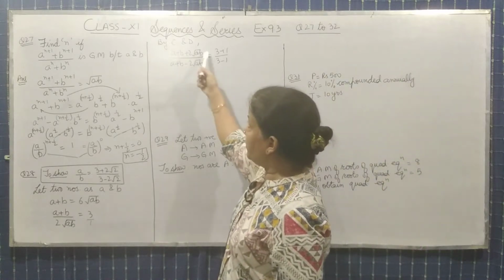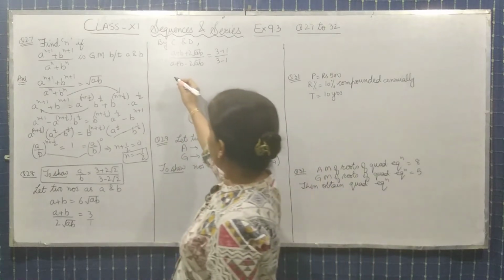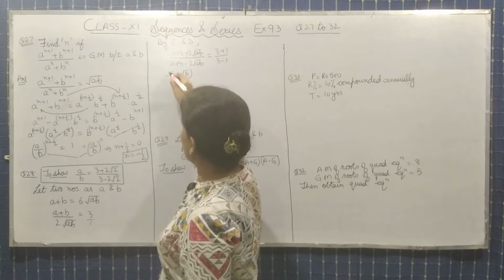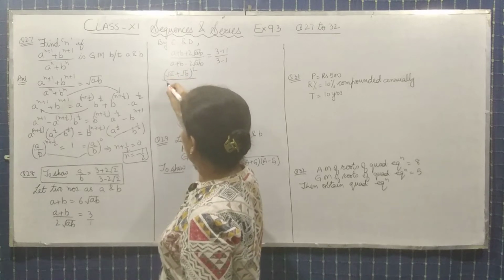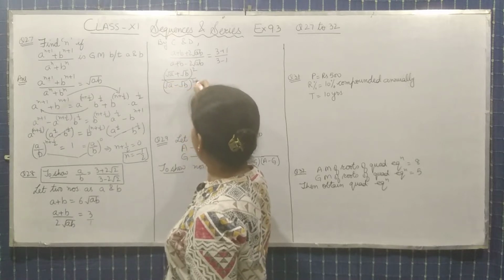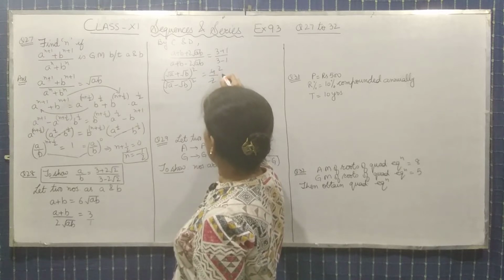This upper part we can write in the perfect square. So what will it become? Root a plus root b whole square, and the lower will be root a minus root b whole square, and this will become 4 upon 2. Cancel it, we will get 2.